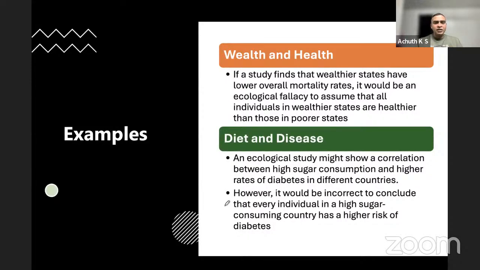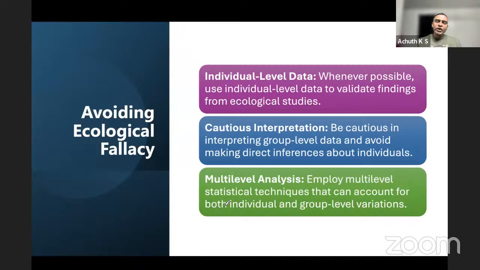Okay, wealth and health. If you're doing a study that higher wealthier states have higher health standards, it is wrong. They might be having lower health standards also. The other thing is diet and disease. An ecological study might show correlation between high sugar consumption and high rates of diabetes, but not necessarily all high sugar consuming patients are developing diabetes at the individual levels. How to avoid? Getting the individual data is more important, and we need to interpret in a cautious way while doing analysis and doing multi-level analysis, that is individual analysis and group level analysis.